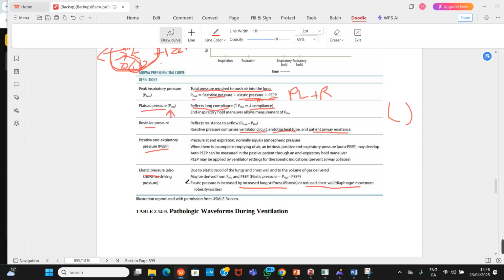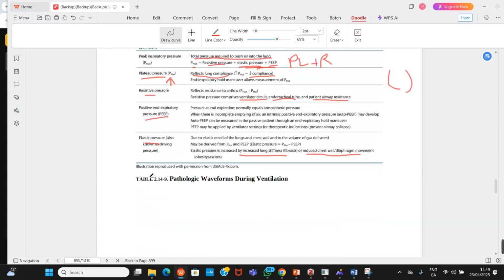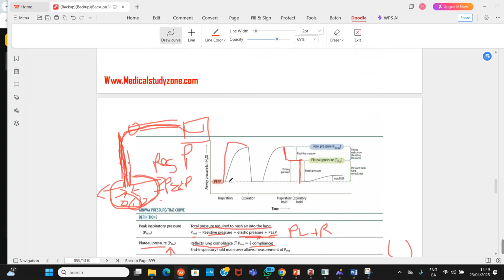Or if there's reduced chest wall or diaphragmatic movement too, like people having ascites, obesity, just think of anything that can cause restrictive lung disease in a way. There's going to be a need for increased elastic pressure in that kind of person, because the lung is kind of shrunken, compressed together. So you need to break that elasticity and expand it. Anytime you need to deliver more force to expand the lung, elastic pressure is going to be increased. You need to deliver more pressure to overcome that elastic pressure. So in situations of fibrosis, obesity, ascites, you need to deliver more pressure.